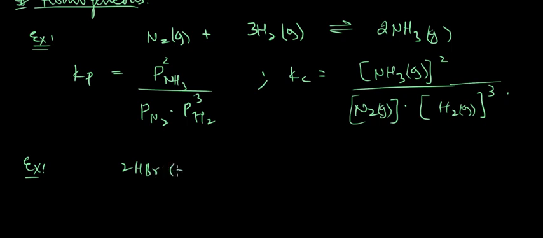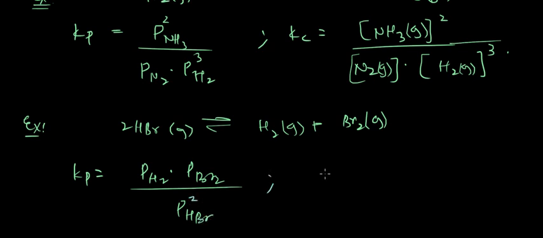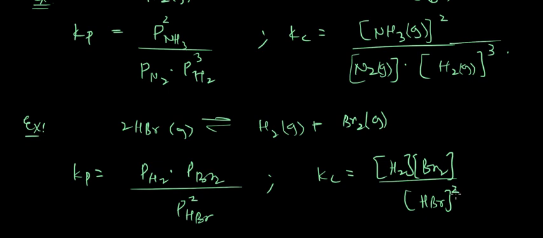Okay. So next, let's see some more examples. We have HBr(g) forming H2(g) plus Br2. Kp for this reaction would be the partial pressure of H2 into the partial pressure of Br2 divided by the partial pressure of HBr squared, and Kc would be the concentration of H2 into the concentration of Br2 divided by the concentration of HBr squared.